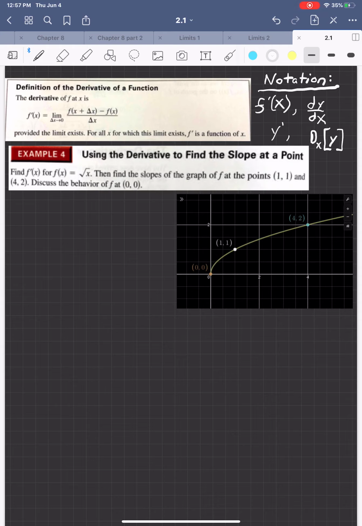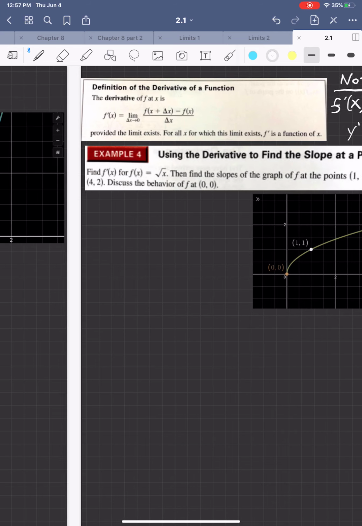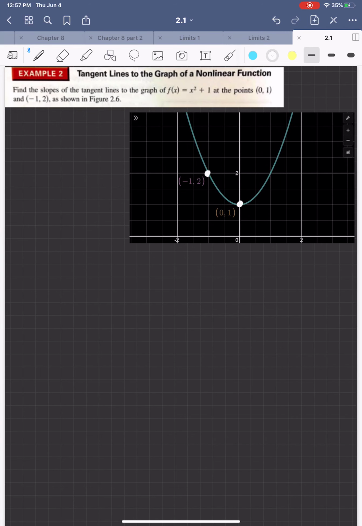Let's agree that I haven't sold you on why you would want to take a derivative yet. So bear with me for a second. Let's practice it, and then we'll come back and I'll try to sell you on the idea of why you would want to be able to do this. All right, so what we want to do is take the limit as delta x approaches 0 of f of x plus delta x minus f of x, all over delta x. That is what we're going to be doing.